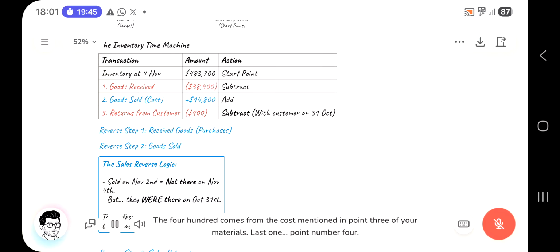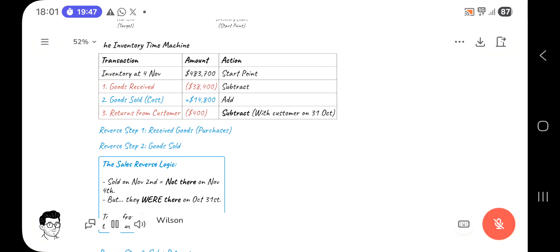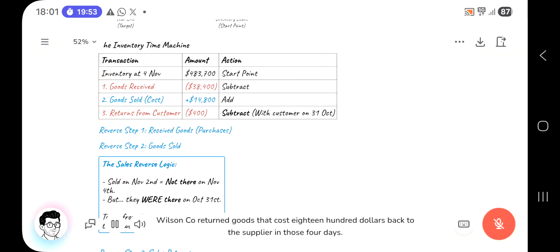Last one, point number 4. Wilson Co. returned goods that cost $1,800 back to the supplier in those 4 days. On November 4th, these were gone, sent back to the supplier. But on October 31st, they were still sitting in our warehouse. What's the play here? Add them back or subtract?